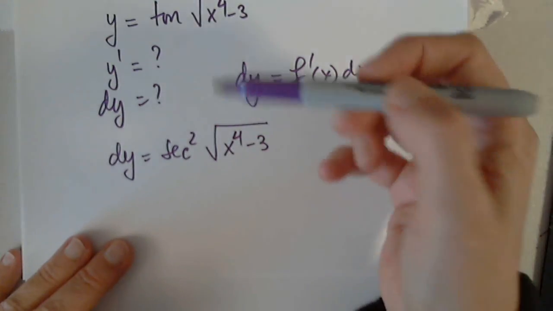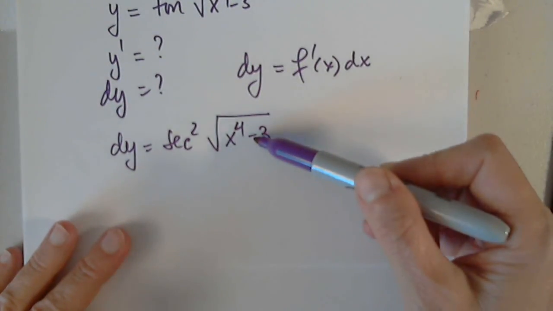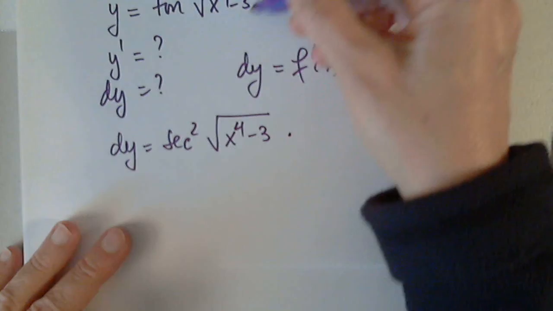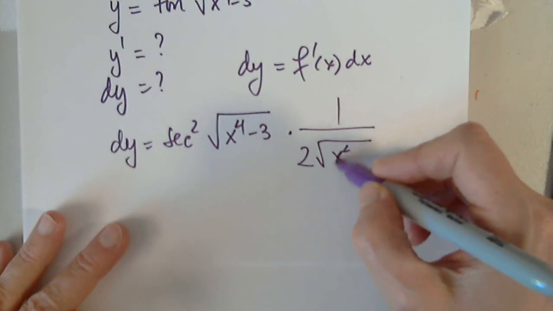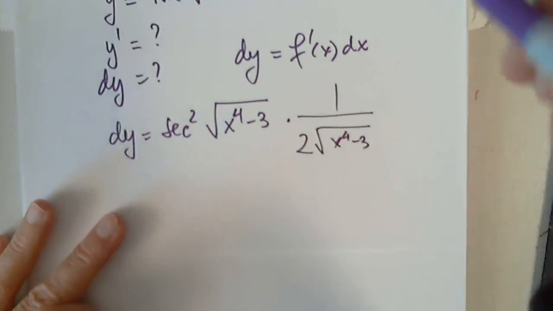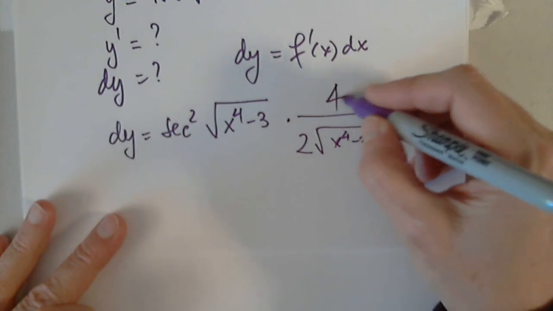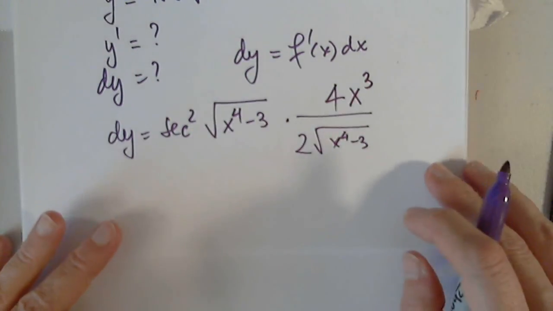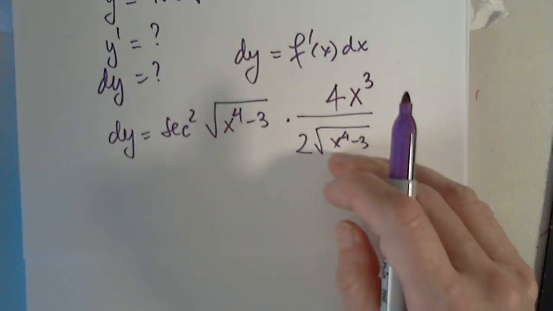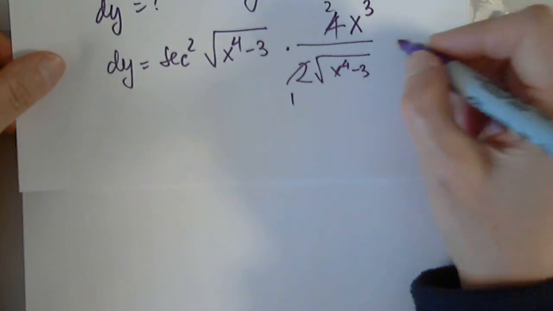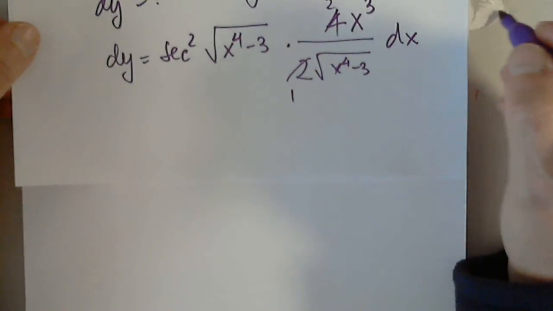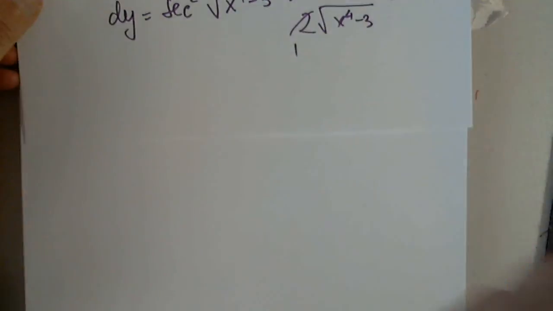Okay. So tangent prime is secant squared of the argument times the inner function prime, which will be 1 over 2, the square root of x to the 4th minus 3, times the inner function prime, which is 4x to the 3rd. And the only thing you can do here is just simplify the 2 and the 4. And the x, don't forget the x. I was just forgetting it.